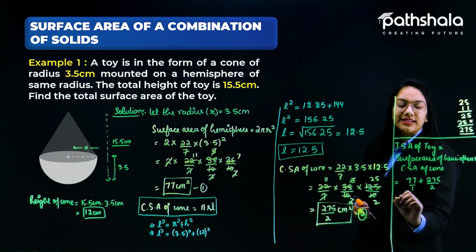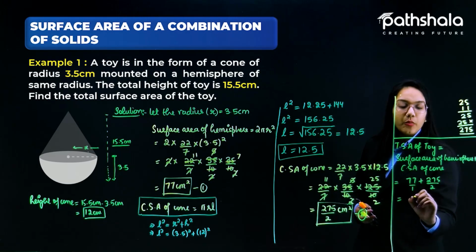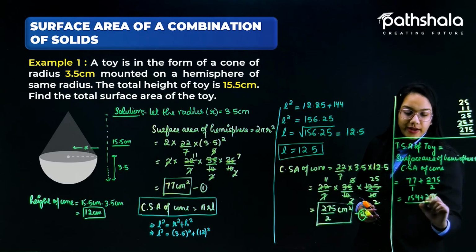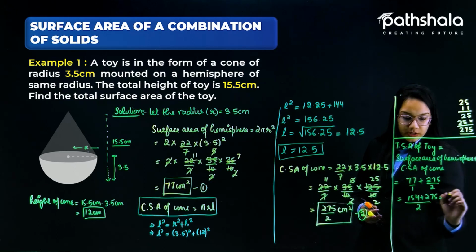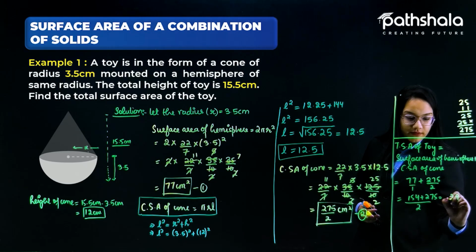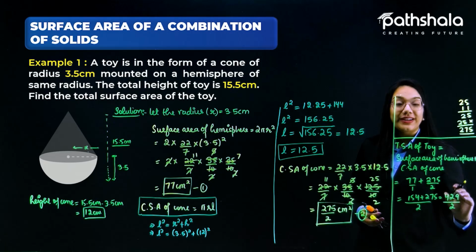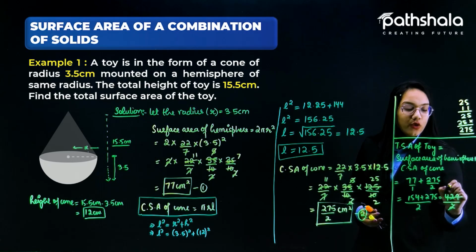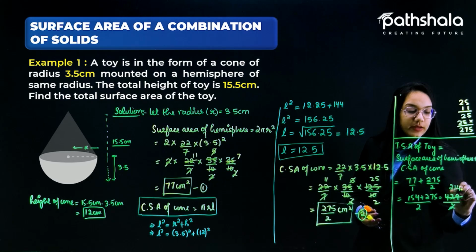So let's take the LCM. As you can see, this would be 154 plus 275 divided by 2. Let's sum it up. So this would be 9, and we have 12, and this is 2, 3 and 4. 429 divided by 2, which is coming up. Let's sort it out further. This would be 2 into 2 is 4, 2 into 1 is 2, 2 into 4 is 8.5.